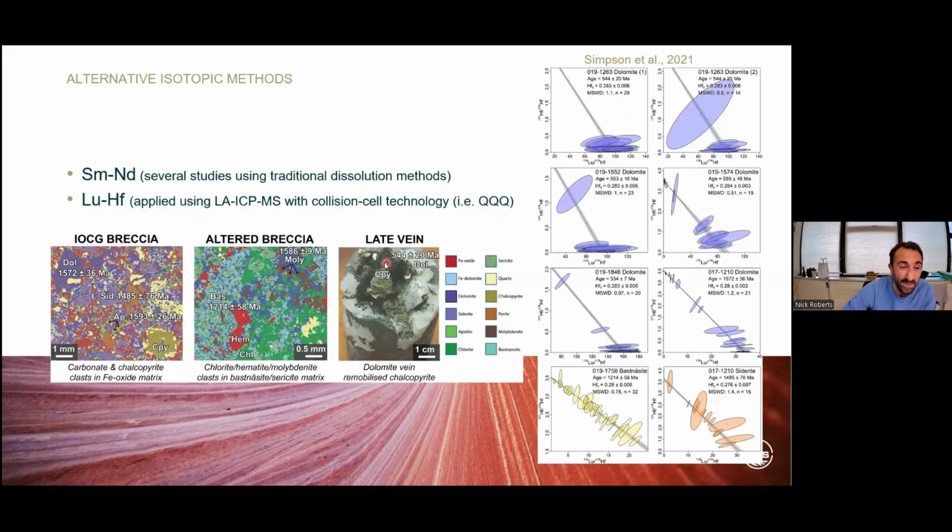And they also need very big spot sizes and still tend to have pretty big uncertainties. So they're very useful probably for dating mineral deposits where there's very poor age constraint, rather than being used to refine mineral systems models where we can already know the age.